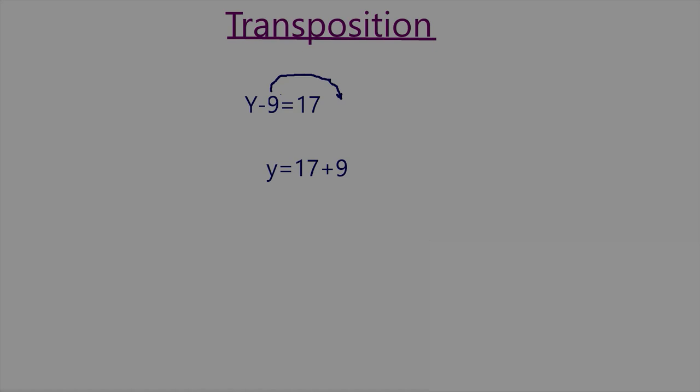We have y equals 17 plus 9, and that equals 26. Whenever you see a number closely beside a letter, that means that number is being multiplied by that letter. A letter is a number, but we don't know what it is, so we use a letter to represent the unknown number. For example, here we have 2 being multiplied by an unknown number x.